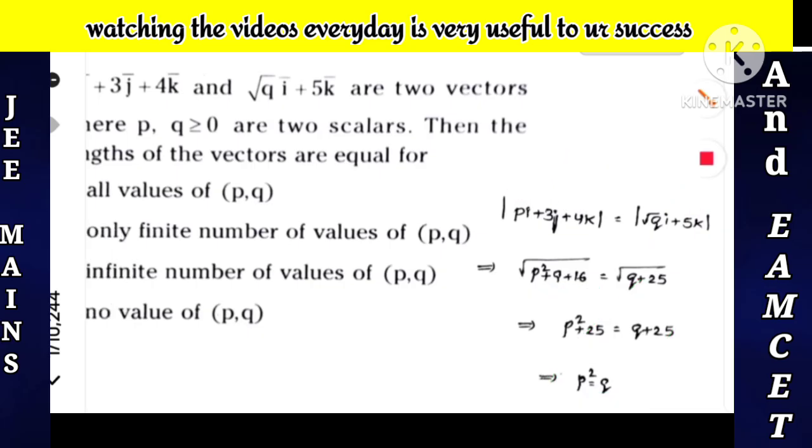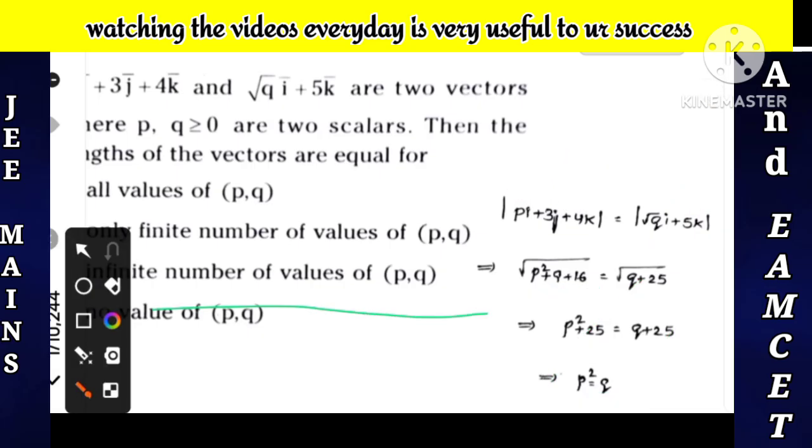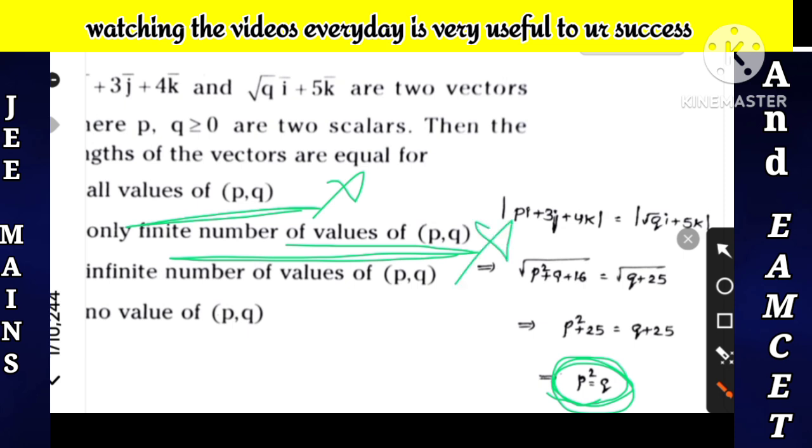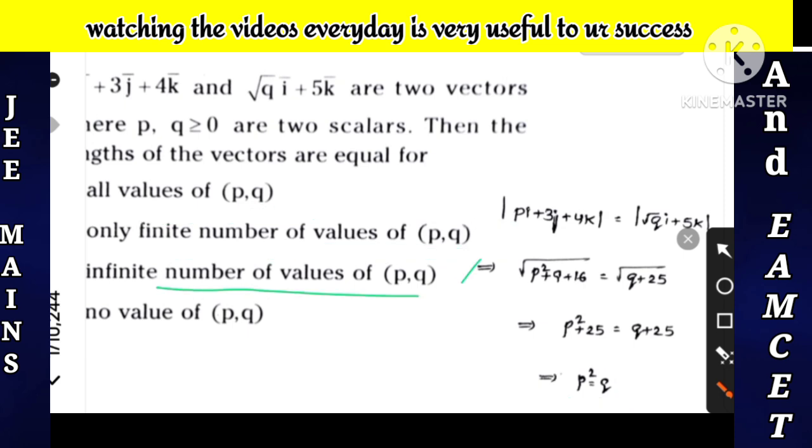Now check the options for p comma q. No, this is not the correct answer. Why? Because if this condition is satisfied, only then can we take the answer. Only a finite number of values of p comma q means you have to take a particular value, so this is not the correct answer. No value of p comma q, this is not the correct answer. An infinite number of p comma q is the correct answer.